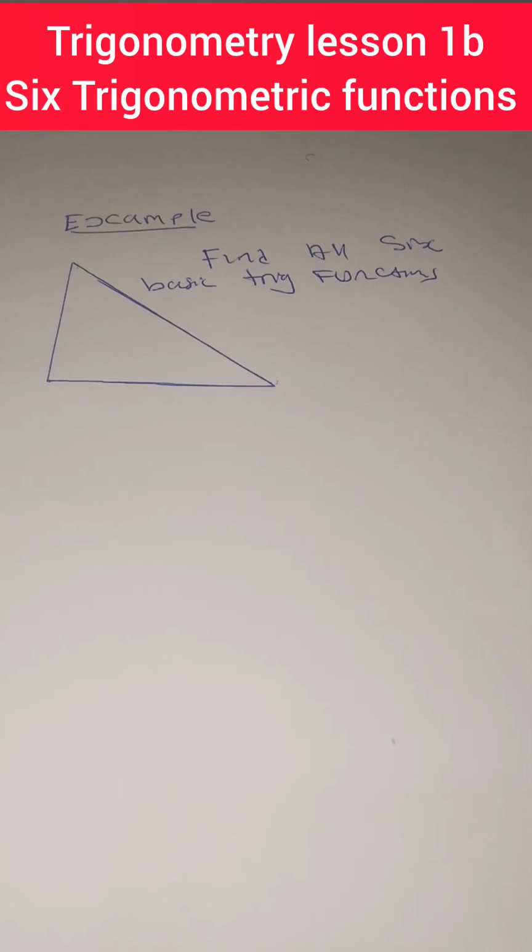So today we are going to talk about the six trigonometric functions. We are talking about the six trigonometric functions of a right-angled triangle. So we work with the six ratios. What are these ratios? Sin theta, cos theta, tan theta, cosec theta, sec theta, and cot theta. So these are the trig ratios that we have.